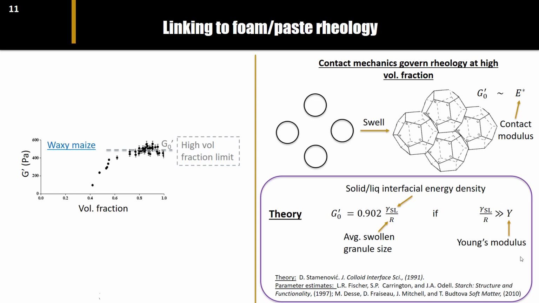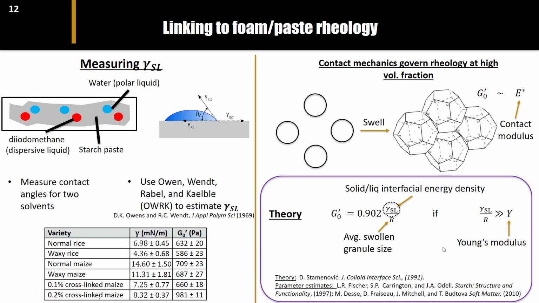This is true under the situation where gamma SL over R is greater than the bulk modulus of the granule, and several papers seem to suggest that this limit holds. So if you know the solid-liquid interfacial energy density between the granule and water, you can in principle predict this limiting storage modulus.